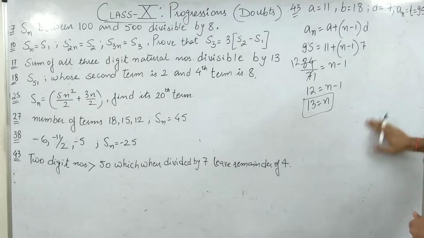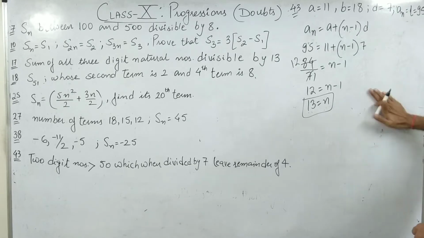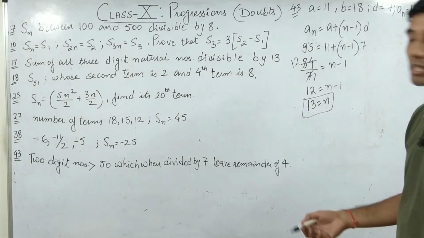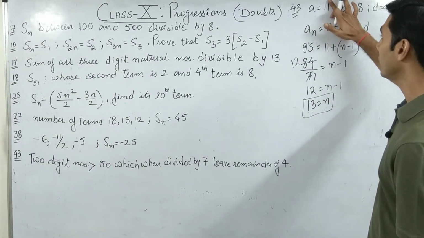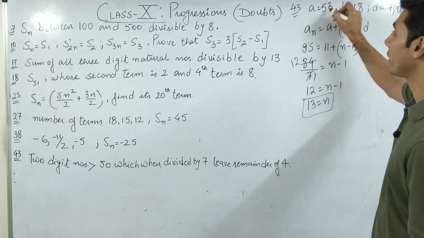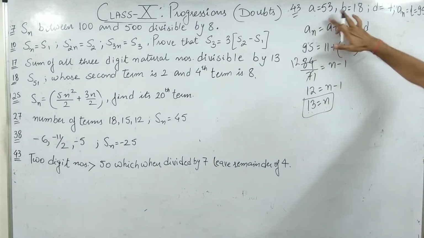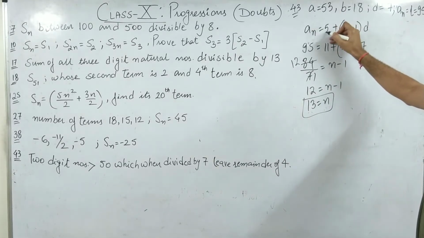So let's now divide 53. 7 7s are 49, so the remainder is 4. So guys, we have made a mistake because I thought it was a 2-digit number, but it should be greater than 50. So which number will come here? 53, because 7 times 7 is 49 plus 4 is 53. So A is 53, so let's write 53 over here.